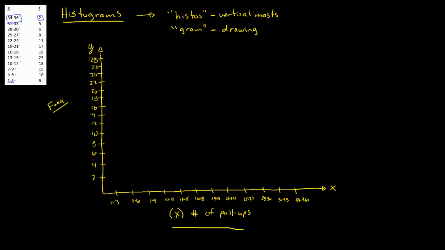So the 1 to 3 category had a frequency of 6. So again, histograms are vertical bars, and that's what we're drawing. So we're drawing long rectangles. So if we go over here to 6 and the 1 to 3 group, and my drawing skills aren't going to be the best, but you're going to see 6. Okay.